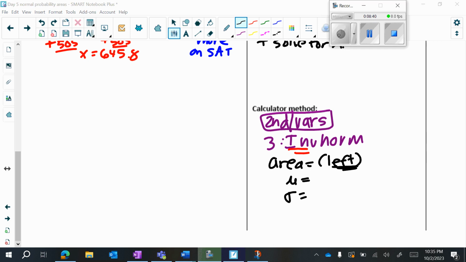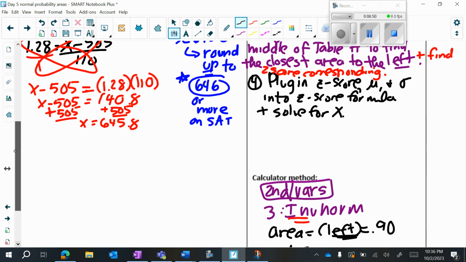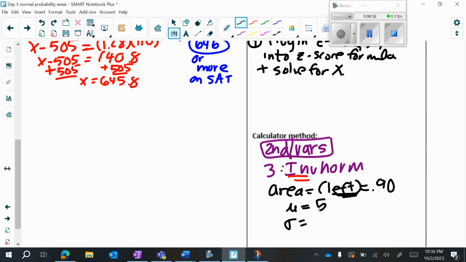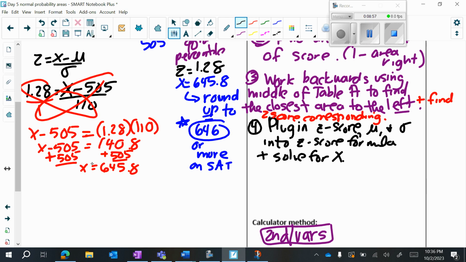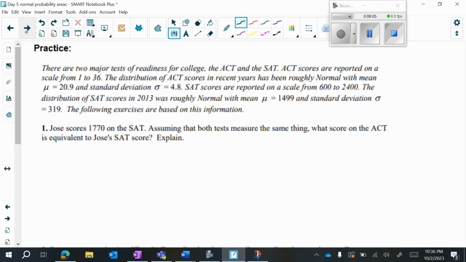Unfortunately, my calculator app is not working right now, but you would press second vars, press 3, put in the area to the left, which is 0.90, put in the mean, which was given to us in the question as 505, put in the standard deviation 110, and when you hit enter, you're going to get the same answer for the score, approximately 645.8. All right, let's move on. Let's do a few more examples.